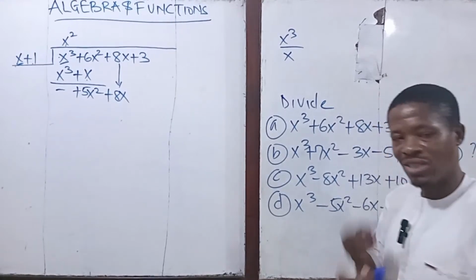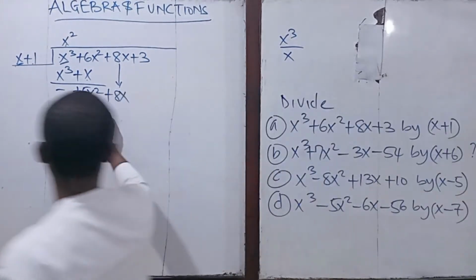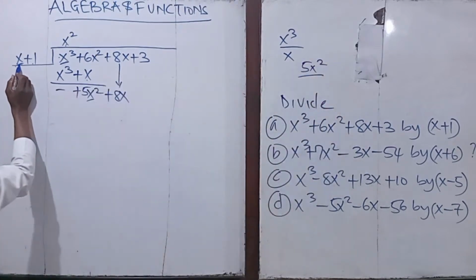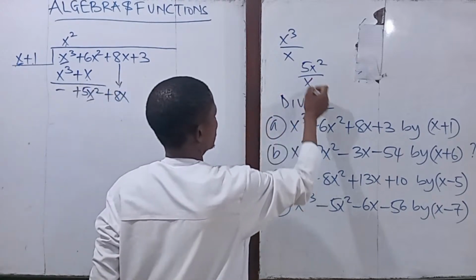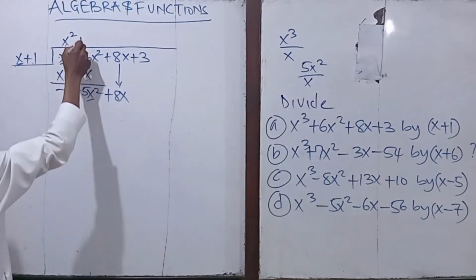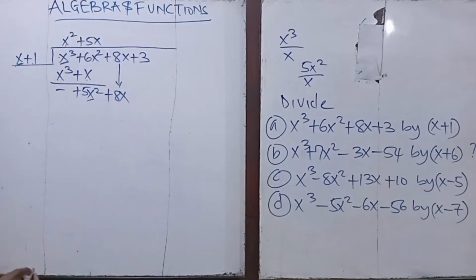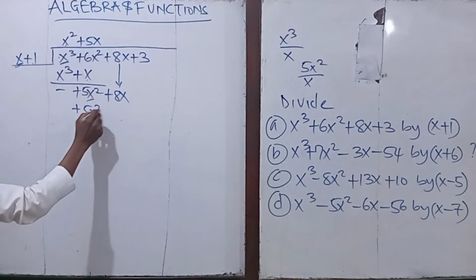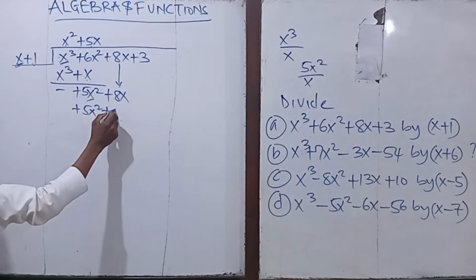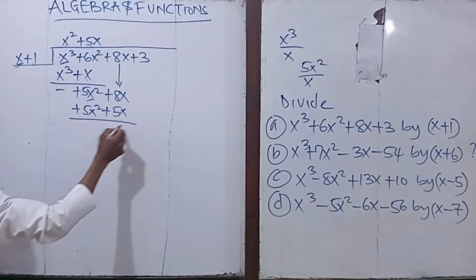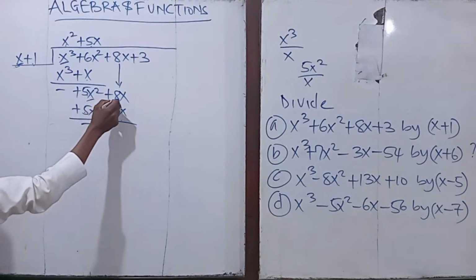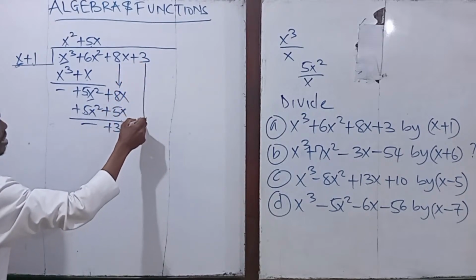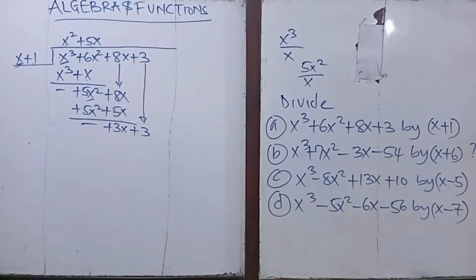You repeat the process again by taking the first item here, 5x squared, over the first one here, over x, and that's giving us a plus 5x. Then use it to multiply your divisor, 5x times x, that's a plus 5x squared. 5x times plus 1, that's a plus 5x. And then you do your subtraction. This minus this cancel. This one minus this, that's plus 3x. And again, bring this one down. That's a plus 3.